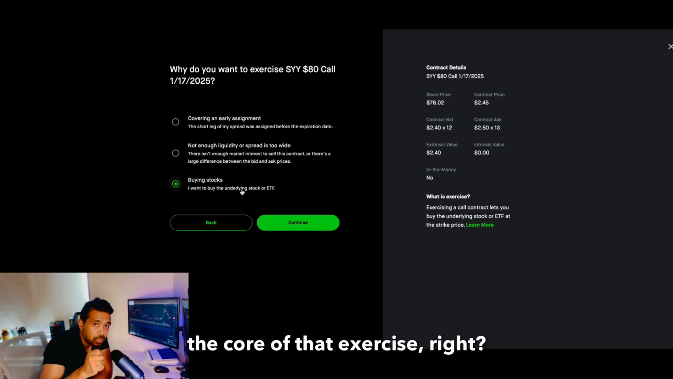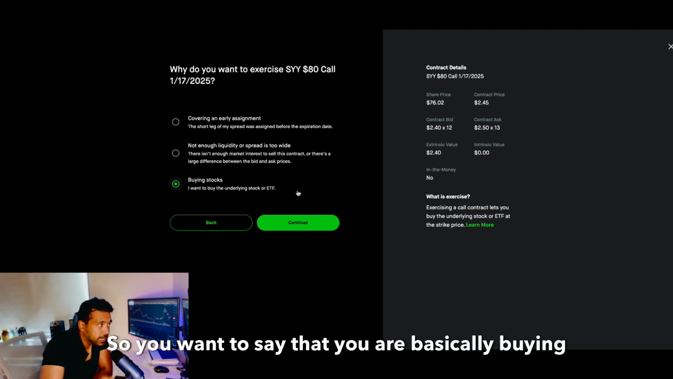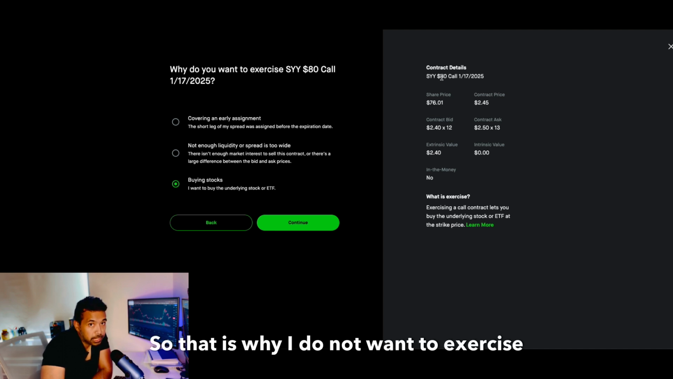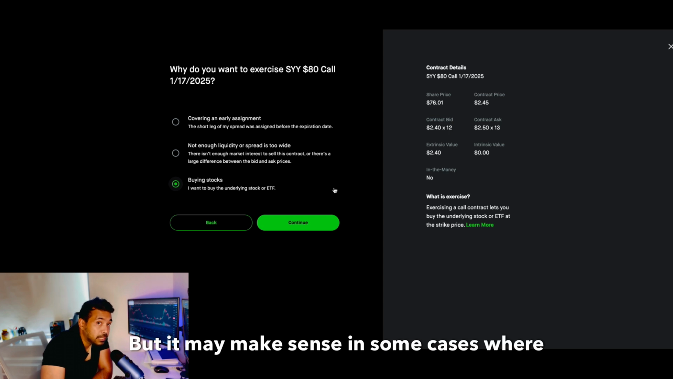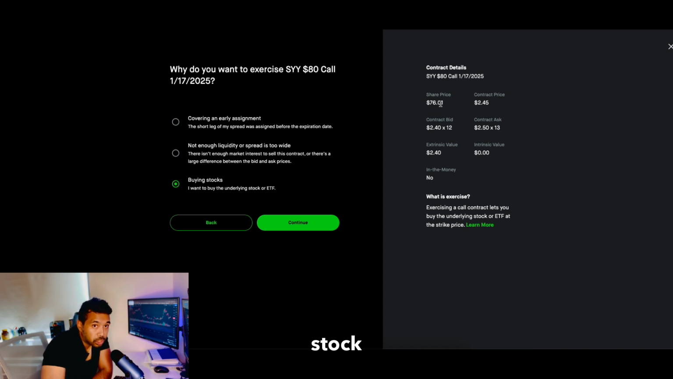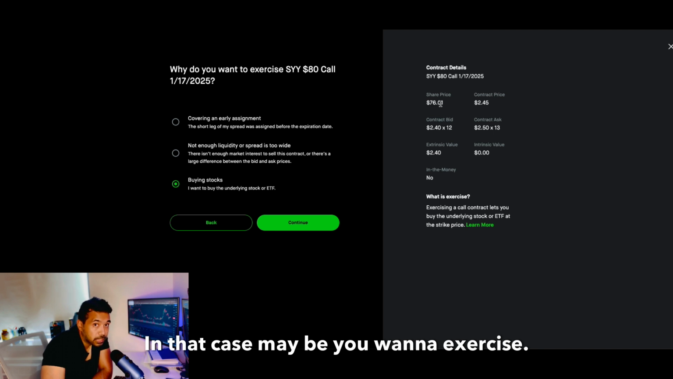So this is the core of that exercise. You are basically buying the stock at the strike price. Now, do I want to do that? Let's see. The current share price is 76, so why do I want to buy Cisco Foods at 80? Because it doesn't make sense. So that's why I do not want to exercise this. But it may make sense in some cases where maybe you see a future potential for that option or for that stock. In that case, maybe you want to exercise.